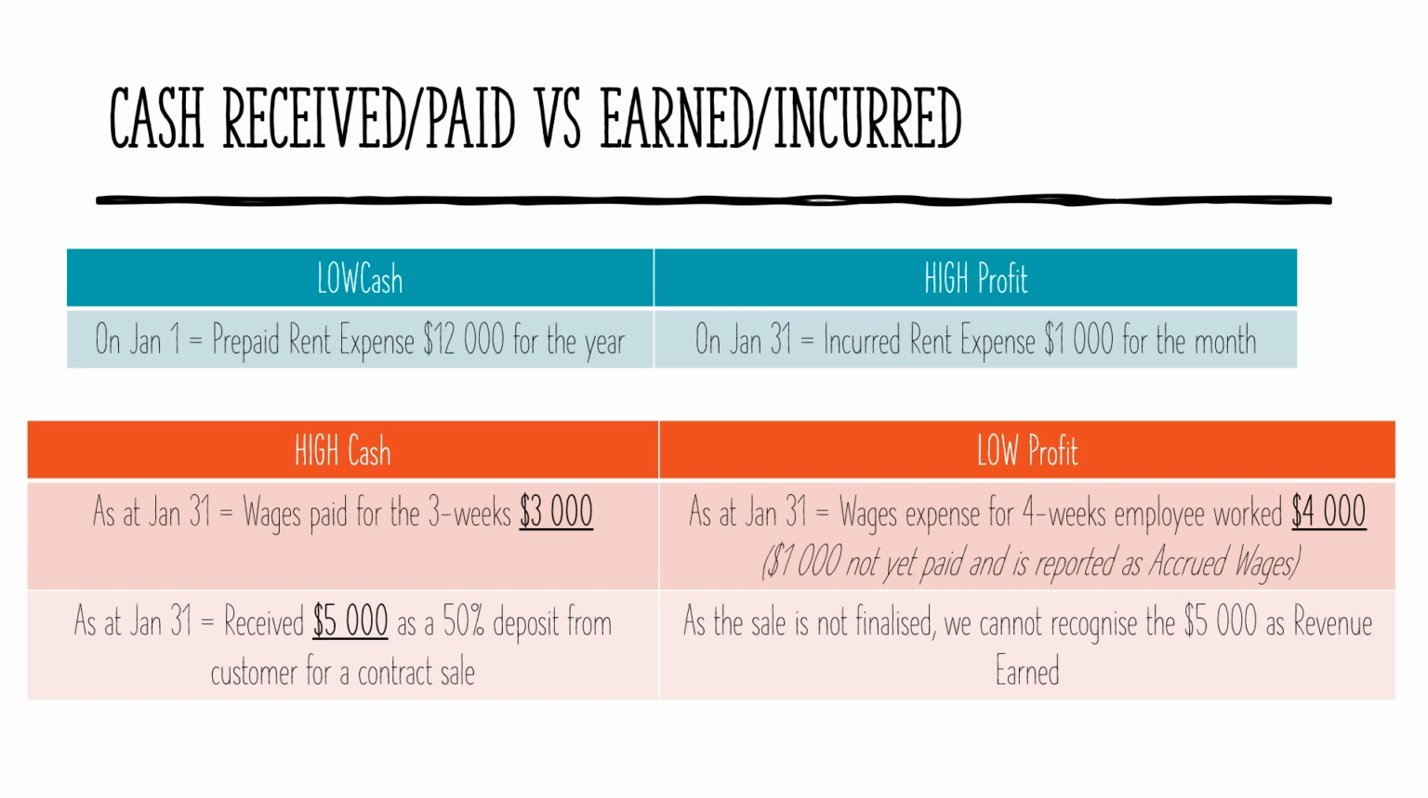In the second example, as at the 31st of January, the business has received $5,000 as a 50% deposit from the customer for a contract sale. However, as the sale is not yet finalized by the end of January, we cannot recognize the $5,000 as revenue earned. On this note, in that month, the business will be reporting high cash but low profits.